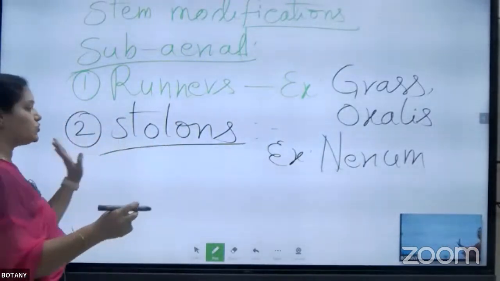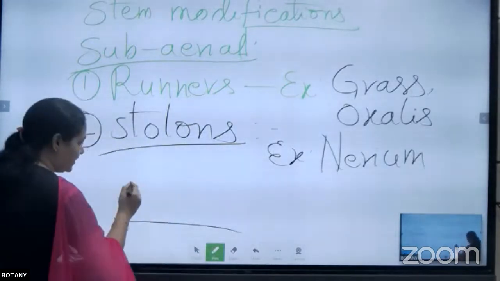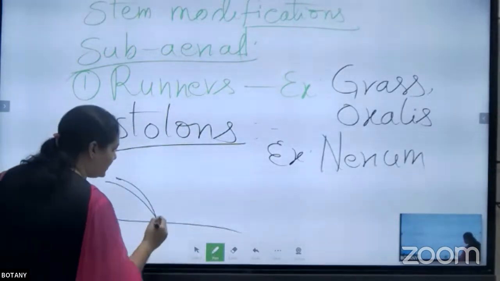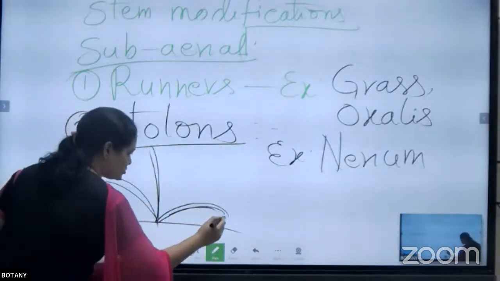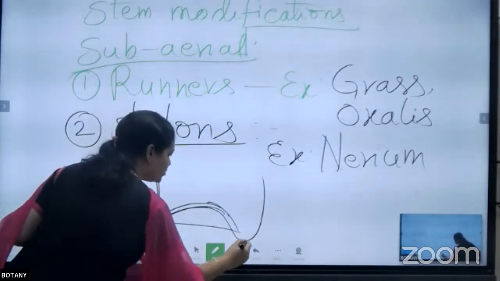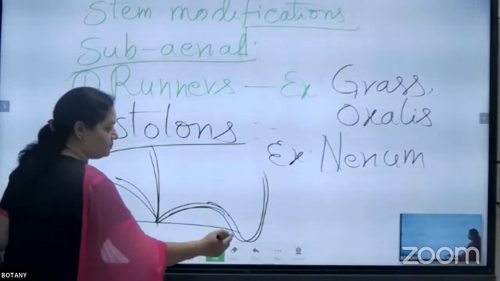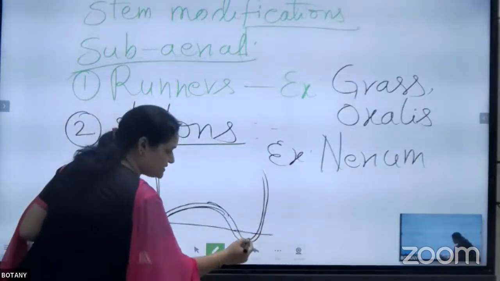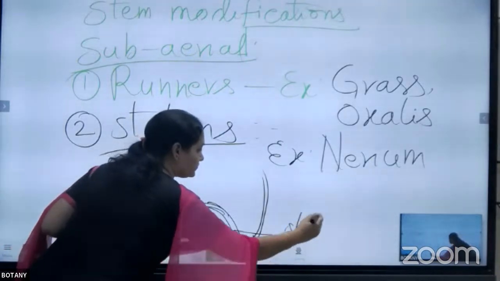So what happens over here? The branches which are nearer to the soil will bend into the soil, grow into the soil and come above the soil surface. That part of the stem branch which is present under the soil is called the stolon.